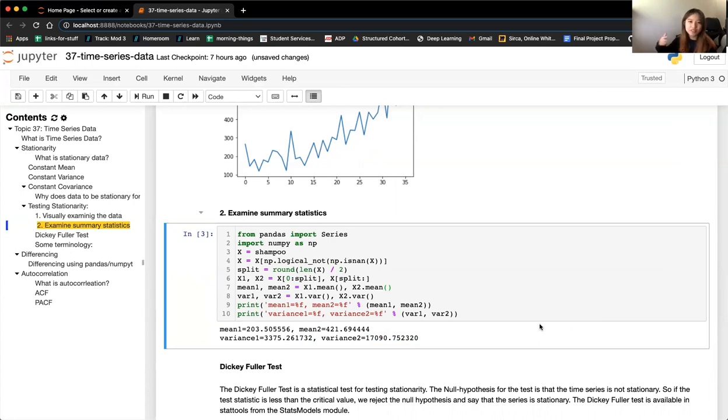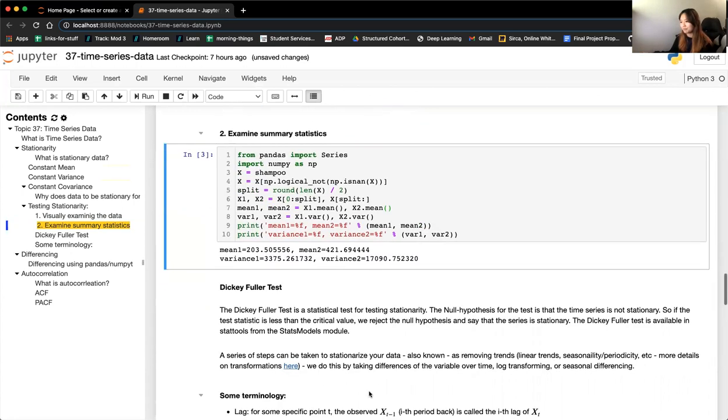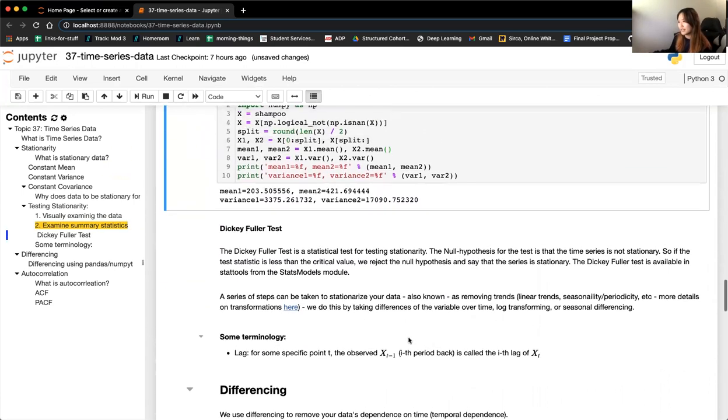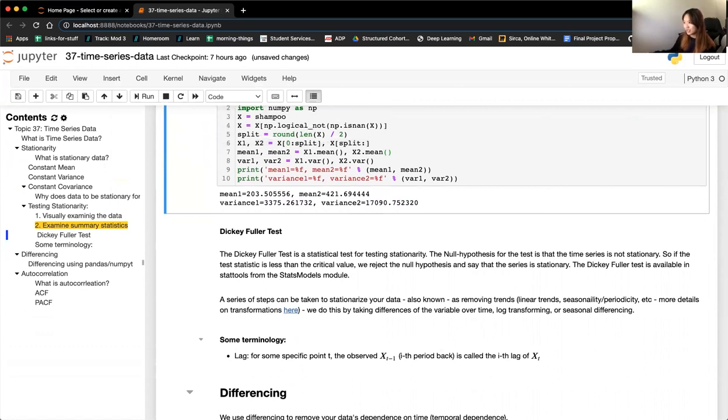These two are simplistic ways to go about it, but typically in your projects, if you do decide to do time series, you're going to use the Dickey-Fuller test. The Dickey-Fuller test is a statistical test for testing stationarity. The null hypothesis is that the time series is not stationary. So if the test statistic is less than the critical value, we reject the null hypothesis and say that it is stationary. Basically, a low p-value is better. The Dickey-Fuller test is available in statsmodels.